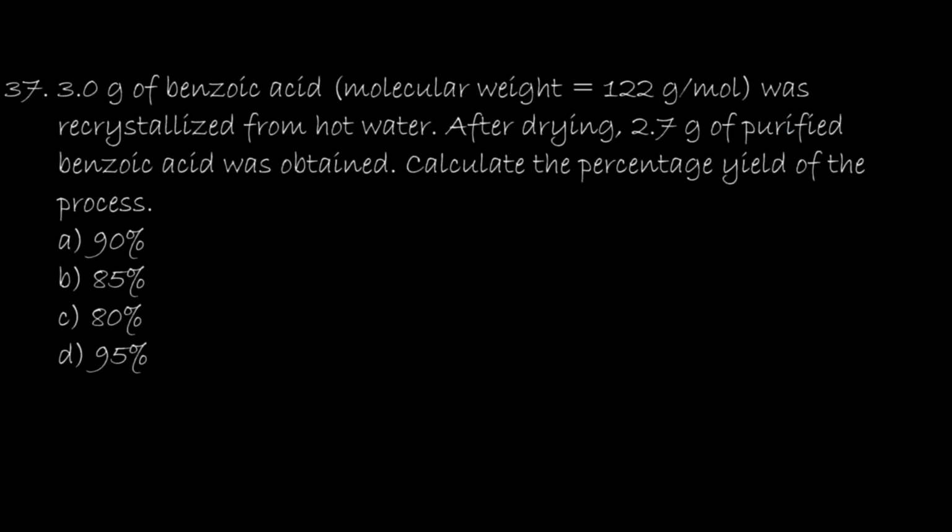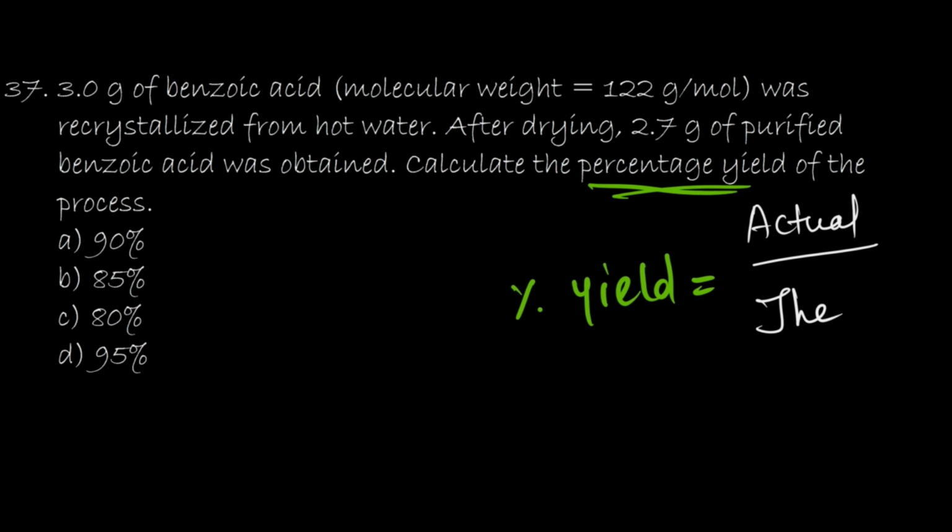Then 3 grams of benzoic acid were recrystallized from hot water. After drying, 2.7 grams of purified benzoic acid were obtained. What is the percentage yield? This question is related to the mole concept as well. The percentage yield is the actual yield by the theoretical yield, right? The actual yield is 2.7 grams out of 3 grams of benzoic acid, which makes 90% your answer.